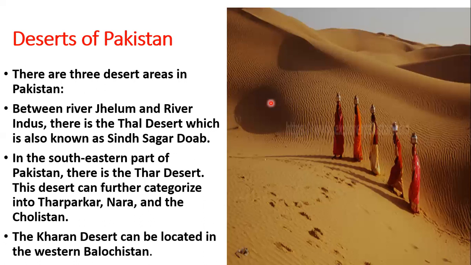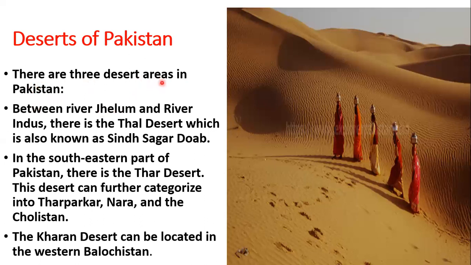Well, let's start. At the start of the first video, I told you that there are 3 deserts in Pakistan. Number 1, the Thar Desert, on the border of India and Pakistan. And then the Thal Desert, between the river Chenab and the river Jhelum, just at the foot of the Potohar region, including Khushab, Thal and other areas. And then the Kharan Desert in Balochistan.